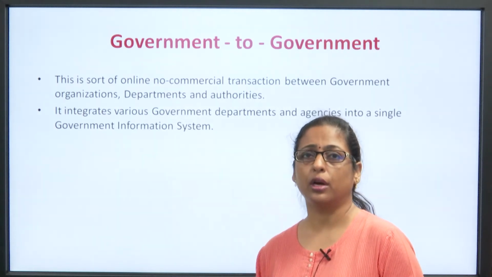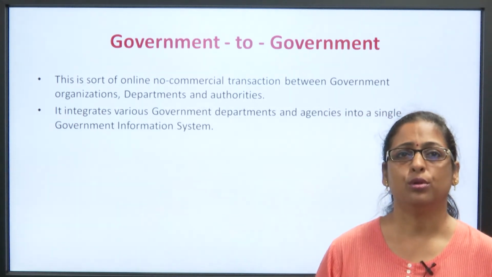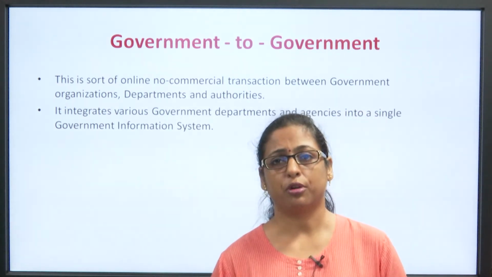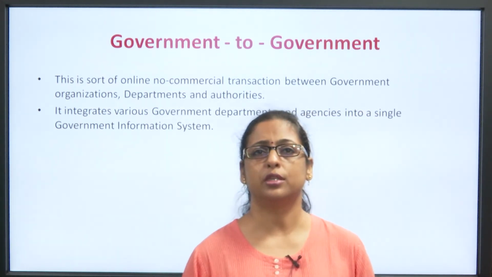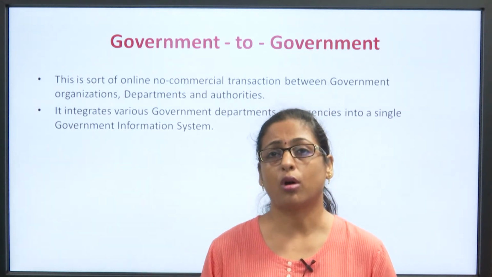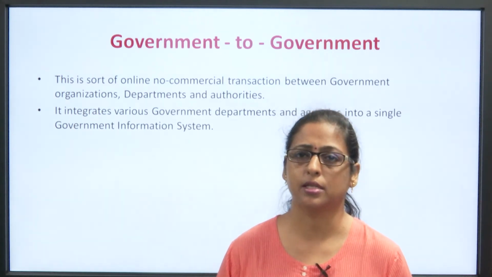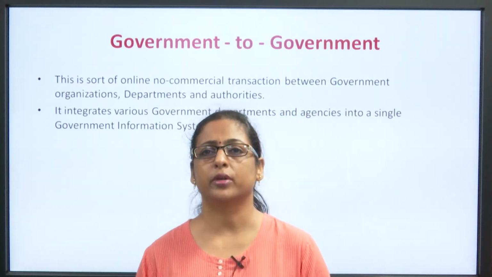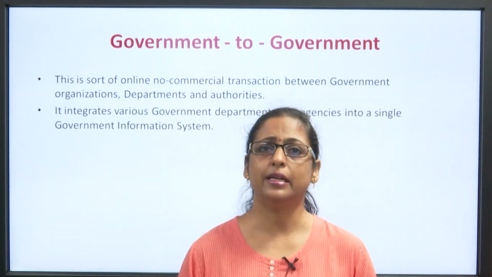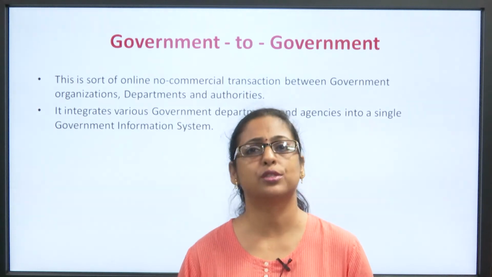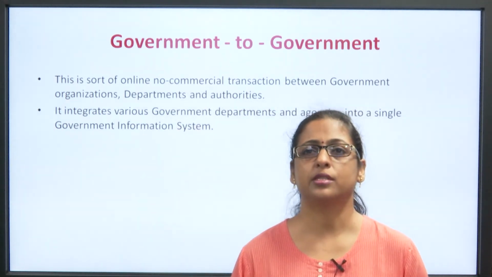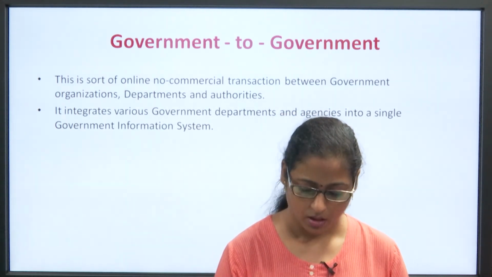Then we have the government to government kind of model also, where two governments can interact with each other for providing information and communicating with each other. No commercial transaction is required in such a business model. The whole purpose is sharing of information, sharing of details which are of relevance to the other government also. It could be from state to center government, or state to state government also.